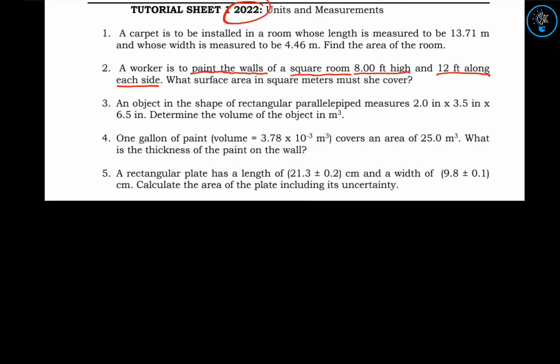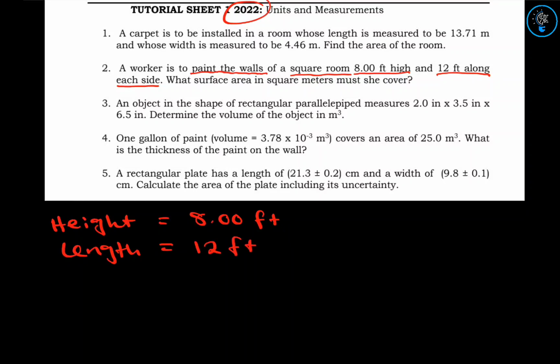Let's handle the question. So we are given these two dimensions. So we're given the height to be equal to 8.00 feet. Then we're also told that the length is equal to 12 feet. Then we are told what surface area in square meters must she cover.